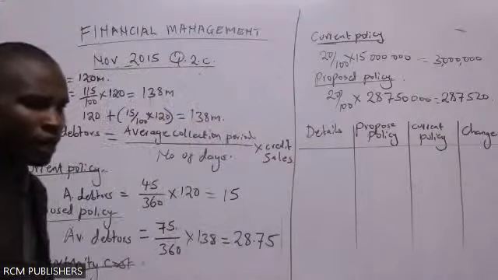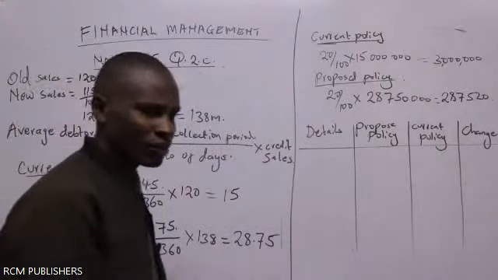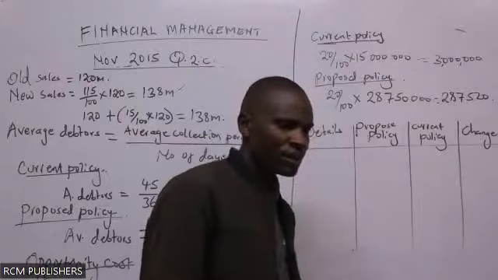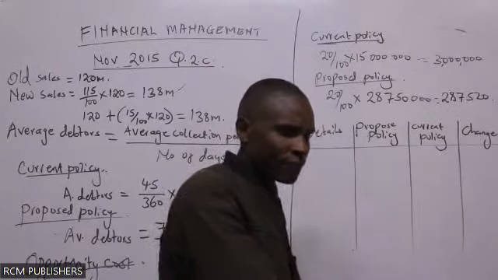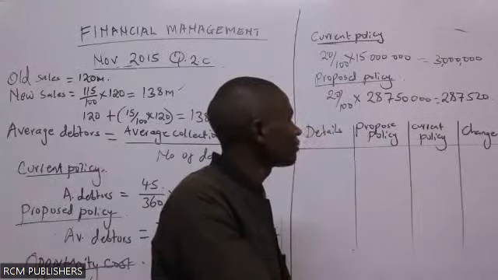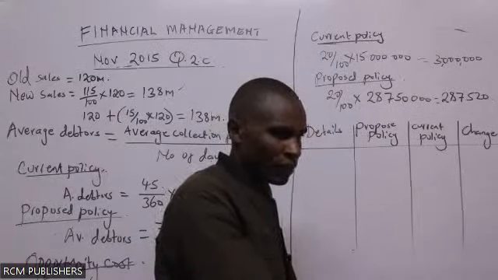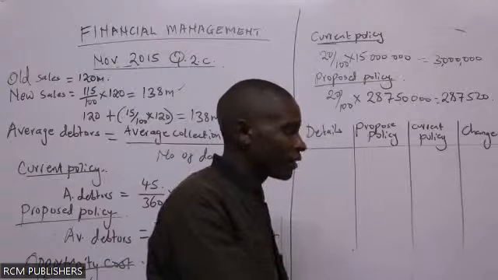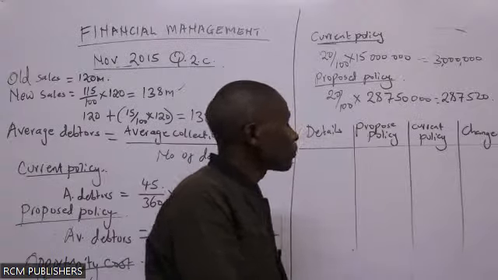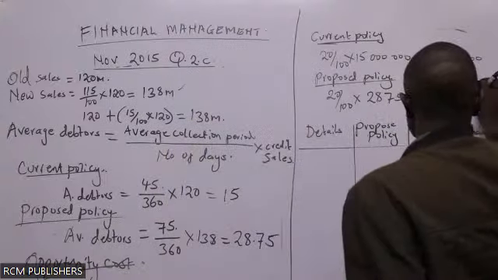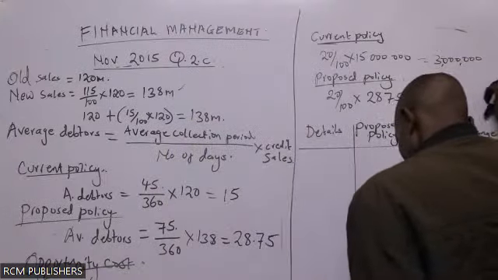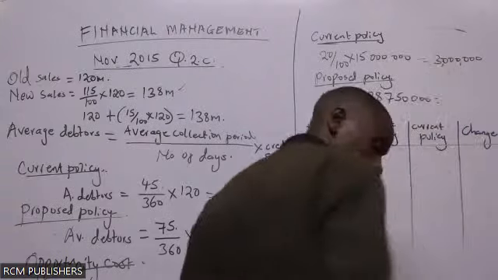Great. I'm getting something different. Yeah, it's 750,000. What am I getting? That is 50,000. So that means the proposed policy is a different figure here. Okay, no worries. 750.